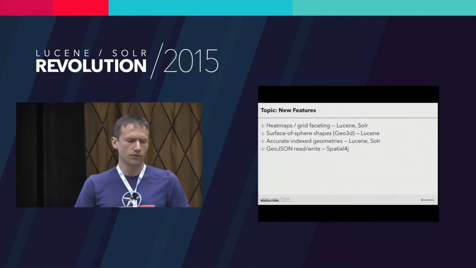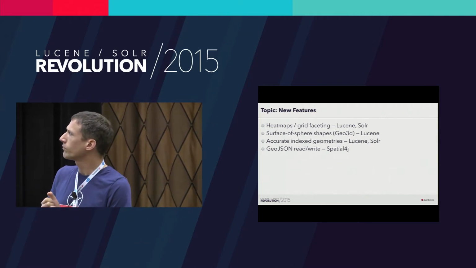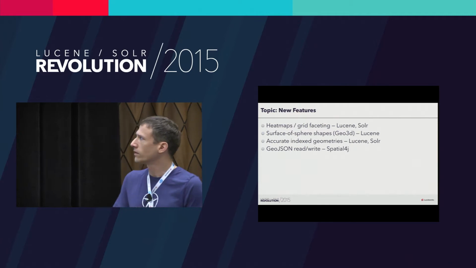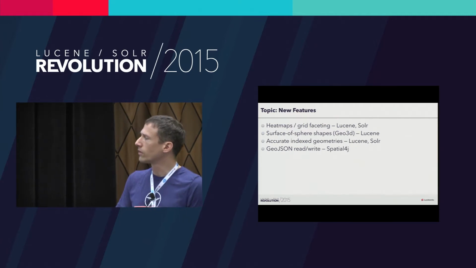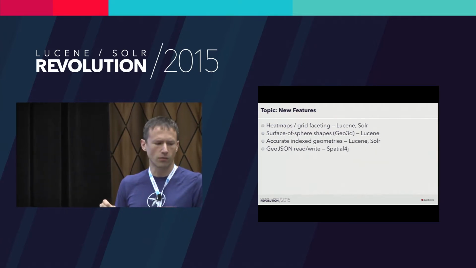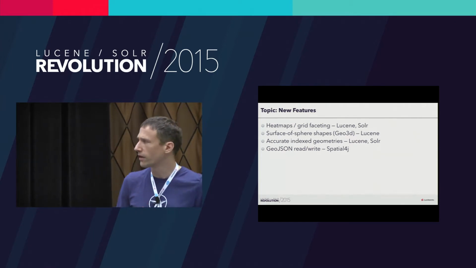Okay. So new features. This is a summary of them. Heatmaps is a big one. Geo3D is cool. I'm going to get into these in some more detail. I don't have a slide for the GeoJSON stuff.